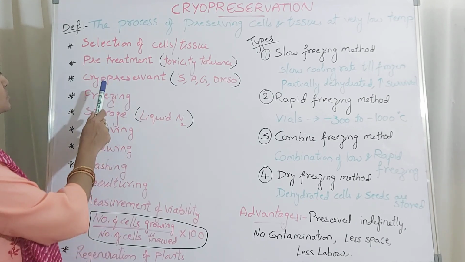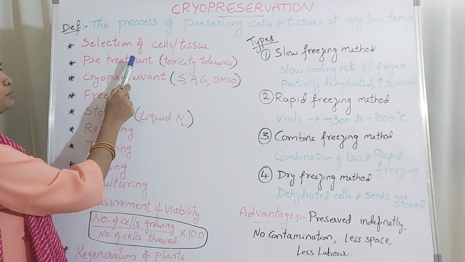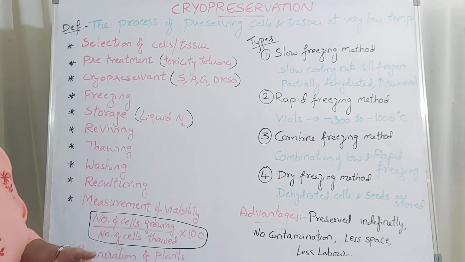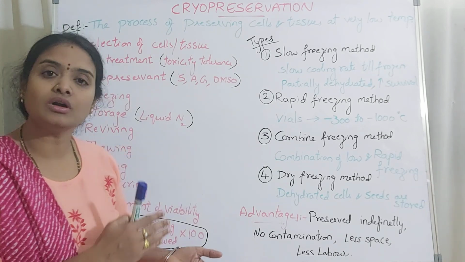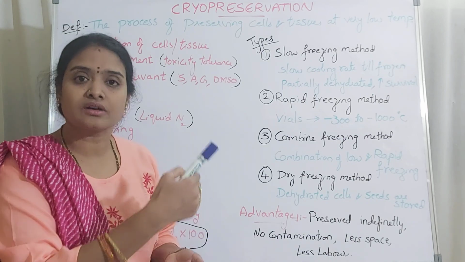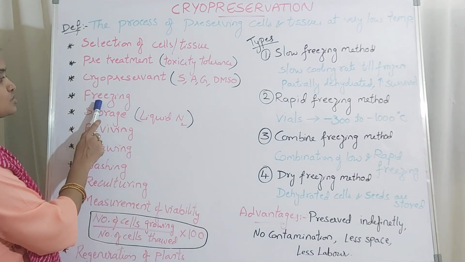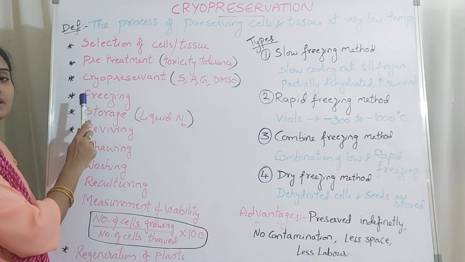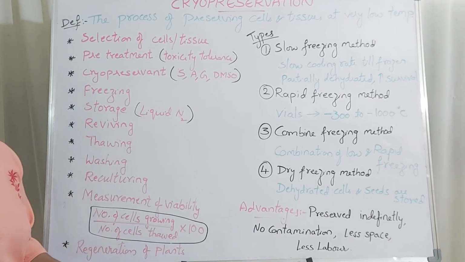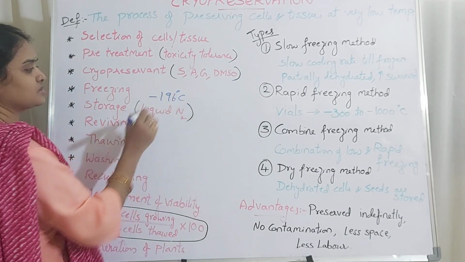So after adding the cryopreservant, any two from these, to the pre-treated tissue, what happens? You have to maintain the tissue in cold conditions, right? You are not going to freeze them directly. You are going to place them in low temperature conditions. Gradually you are going to decrease the temperature, right? Till it reaches the freezing. So once you get the frozen cells, you are going to store them in liquid nitrogen where it is maintained at minus 196 degrees centigrade.